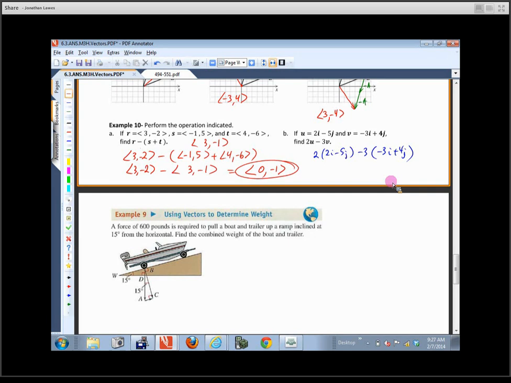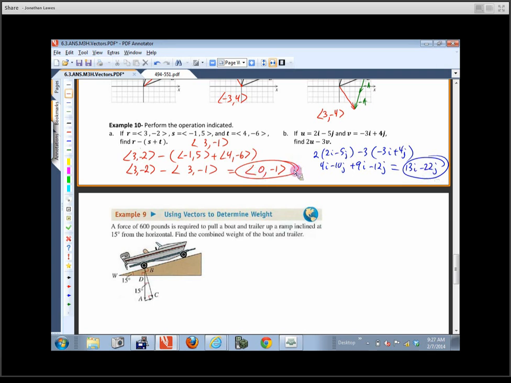So it's just like working with variables. So this is going to be 4i minus 10j plus 9i minus 12j. So when I put all these together, I get 13 i's and I get minus 22 j's. That's it. What does this mean in terms of horizontal and vertical? 13 units to the right and 22 units down.